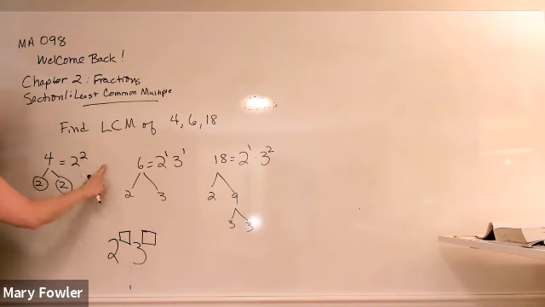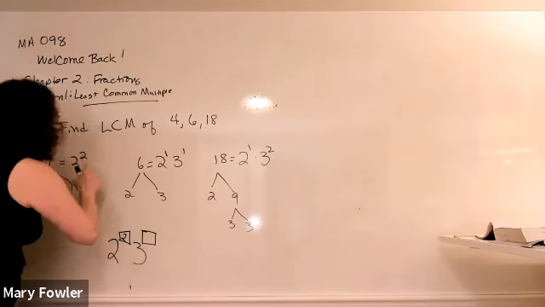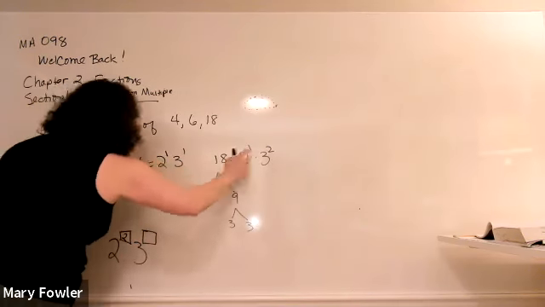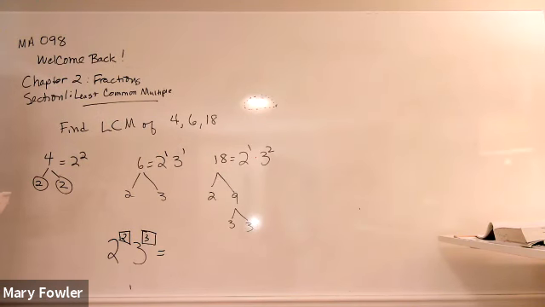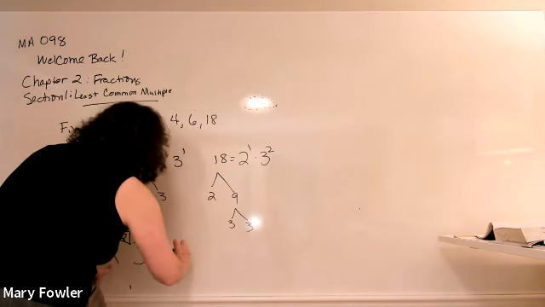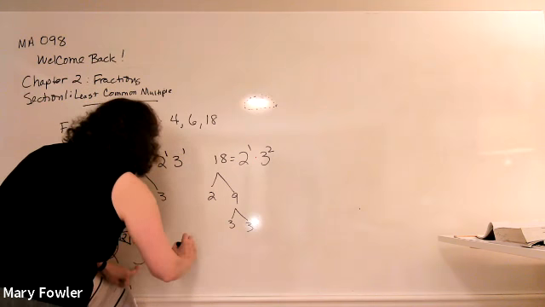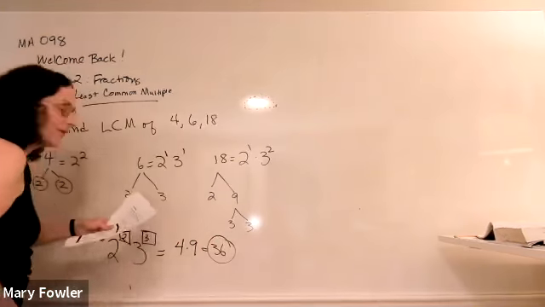And I look and I find the biggest exponent on the 2 is a 2. And the biggest exponent on the 3 is a 2. And so my least common multiple is going to be this number, which is 2 times 2 is 4, and 3 times 3 is 9, and that's 36.